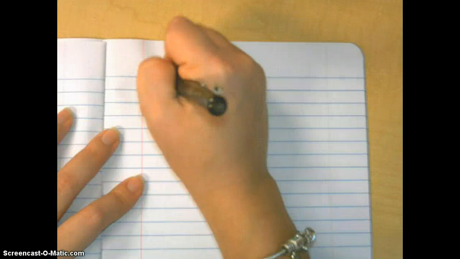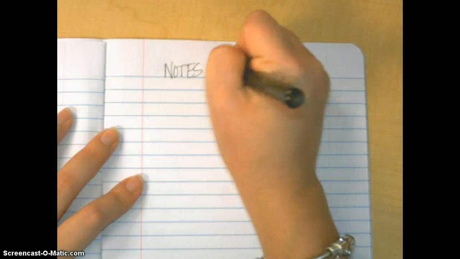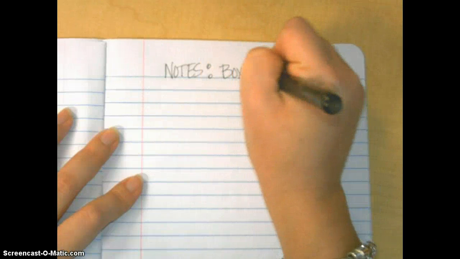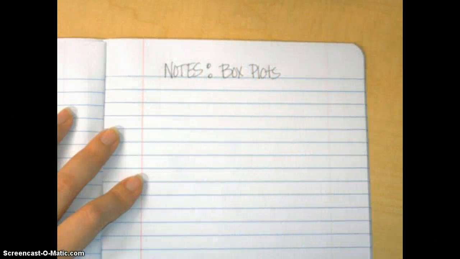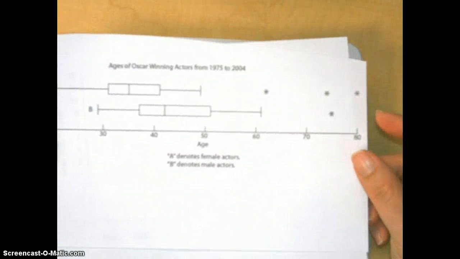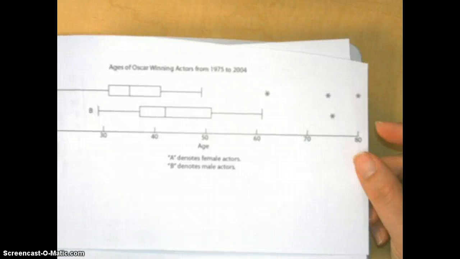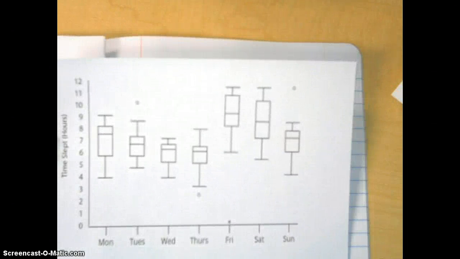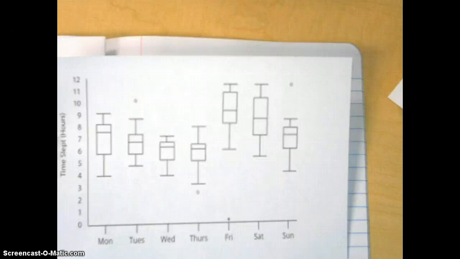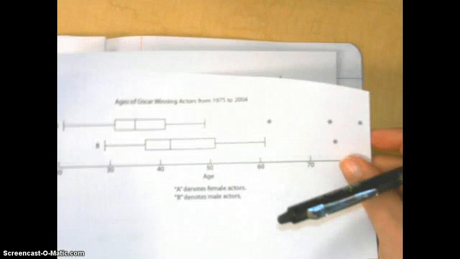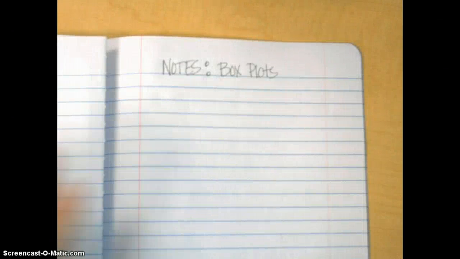Alright, so we'll start with our title. Our title is Notes for Box Plots. Now in 6th grade, you did work with box plots a little bit, but they were also called box and whiskers. So they look something like this picture right here. This is an example of a horizontal box plot, and these are examples of vertical box plots. So also known as box and whiskers. They're still basically the same. Well, they are the same thing, just with a different name.